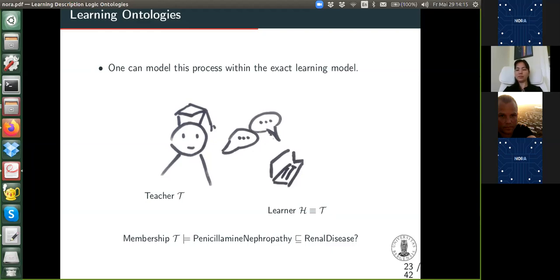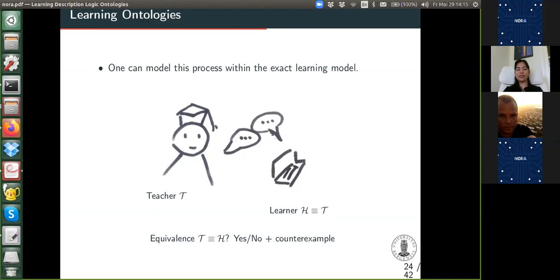the ontology. The second kind of question, called equivalence query, is one where the ontology engineer, or the learner, builds a hypothesis and presents this to the teacher, and the teacher will either say yes, you finished your learning, or no, and provide a counterexample, something that is missing, and then the process would continue in this way.